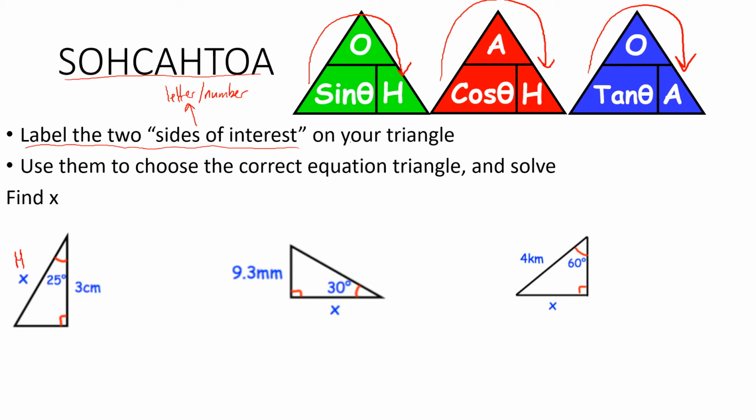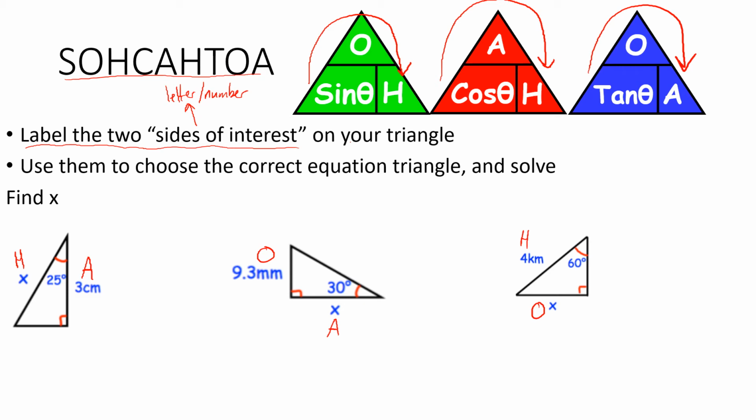And 3 is in between our labeled angle and our right angle, so it's our adjacent. If we do the same with the other triangles, 9.3 here, that is opposite the labeled angle, so that's opposite, whereas X is between the labeled angle and the right angle, that's our A. For the last triangle, 4, that's the hypotenuse, it's opposite the right angle, and X is opposite the labeled angle, so it's O.